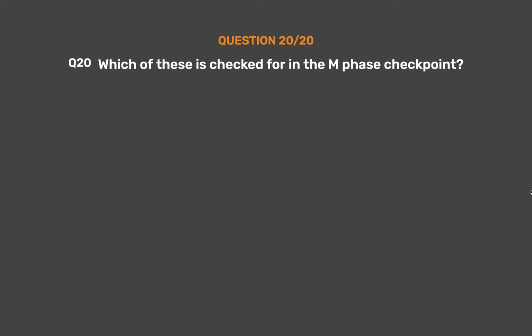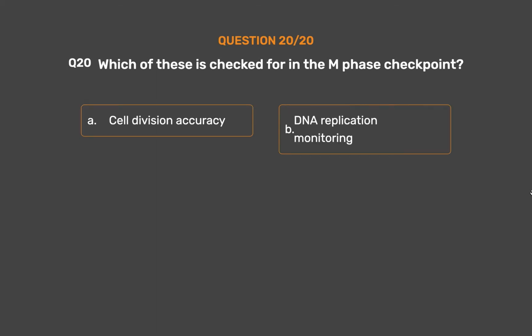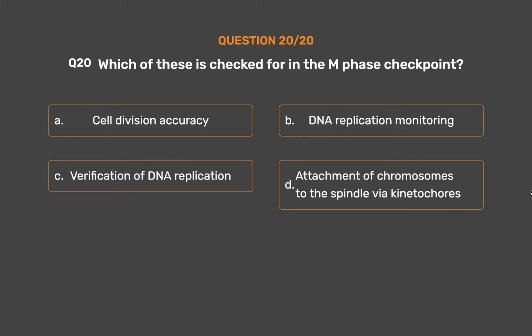Question number 20. Which of these is checked for in the M-phase checkpoint? Option A. Cell division accuracy. Option B. DNA replication monitoring. Option C. Verification of DNA replication. Option D. Attachment of chromosomes to the spindle via kinetochores. The correct answer is option D.